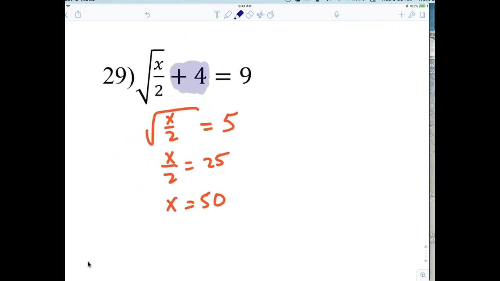So how'd you get 25? Like you square it? Yes, exactly correct. Square, square. Because to undo a radical, you do the square.